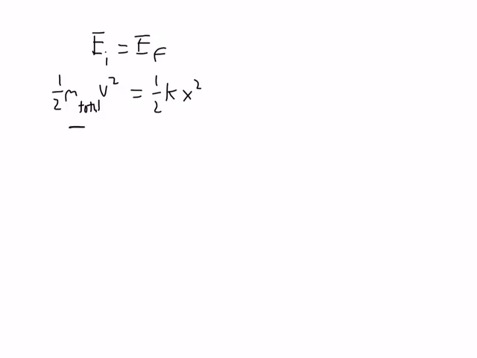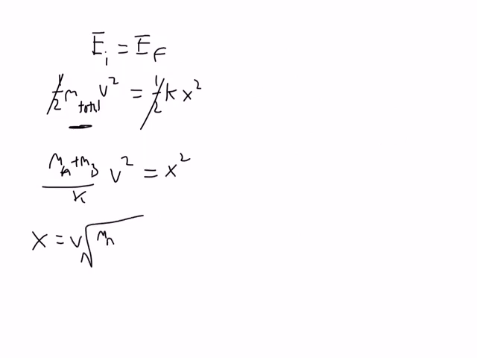And we use the total mass, right, because there's two things that are moving, blocks A and B both. So the 1/2s will cancel. And so we get, this is (MA plus MB) over K times V squared equals X squared, or X equals V times the square root of (MA plus MB) over K.